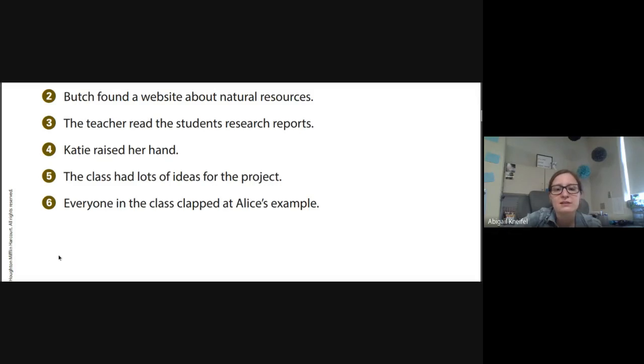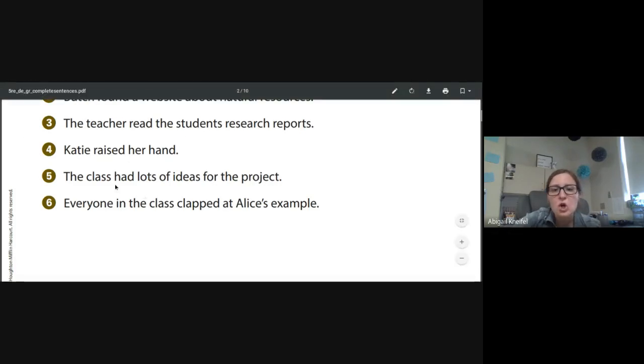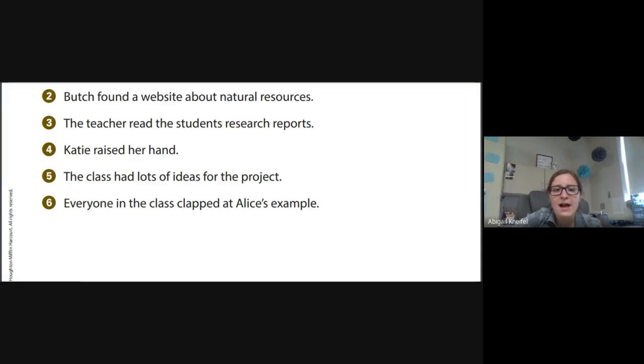Number five, the class had lots of ideas for the project. This one's a little bit trickier. Who's the subject? Who's it about? And what did they do, or what do they have, or are they doing? Number five. The class had lots of ideas for the project. What's S? What's P?